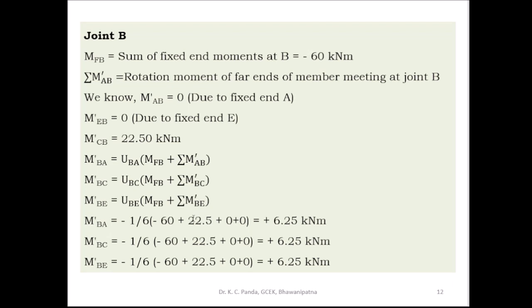Then find out m dash B. M dash B is equal to UB into MFB plus summation of m dash B. So UB is equal to minus 1 by 6, MFB is equal to minus 60, and summation of m dash B is 22.5 plus 0 plus 0. This is equal to 6.25 kilonewton meter.